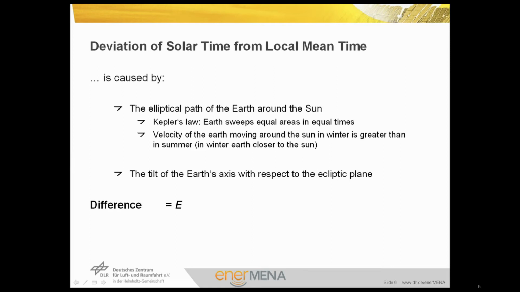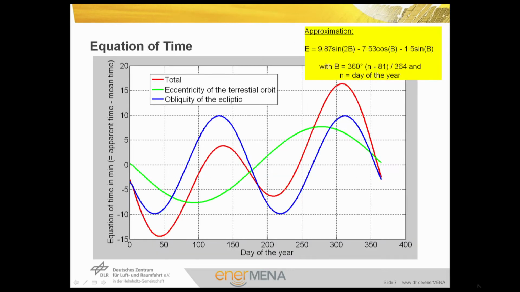In the end, the difference between solar time and local mean time is usually named E. It's expressed by the equation of time. This equation of time is shown in this graph. On the y-axis we have E, this difference, apparent time minus mean time. This is the same as true solar time minus local mean time. And it's plotted versus the day of the year. E, this difference, is shown in red, so this is total.